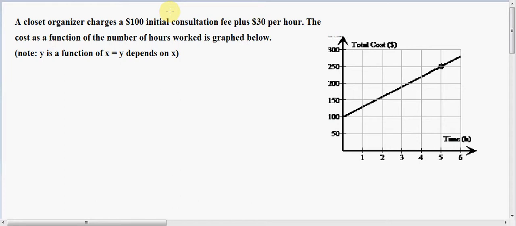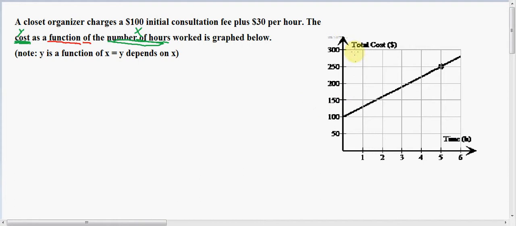Alright, so we see the graph off to the side there. Note that y is a function of x means that y depends on x. A couple things that I want to point out here before we get started. If you look at the problem and you see "function of," those two words, what comes immediately before that, in this case the cost, that is your y. And what comes immediately after it, number of hours, is your x. Okay, so the cost is a function of the number of hours, so the cost depends on x.